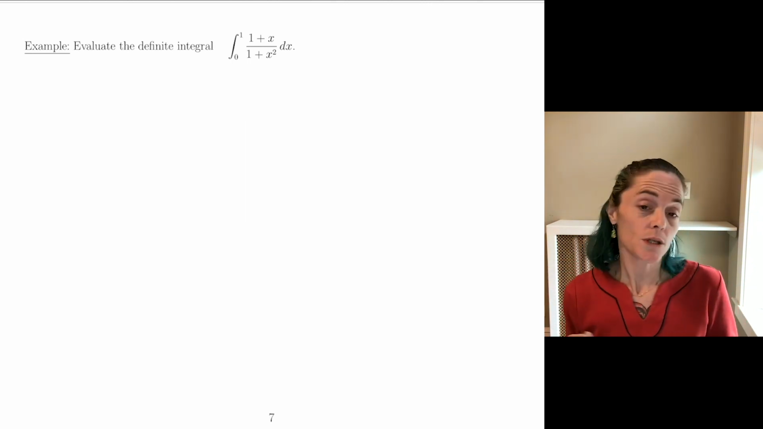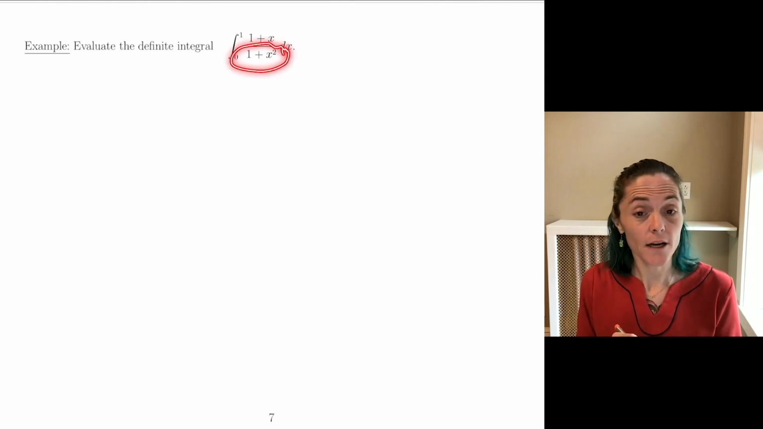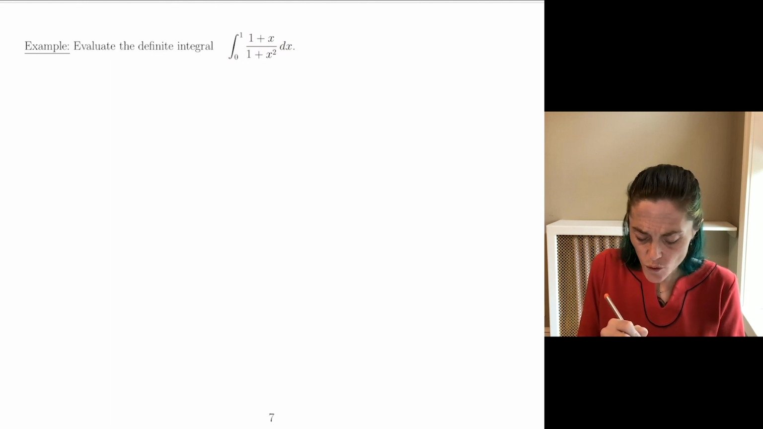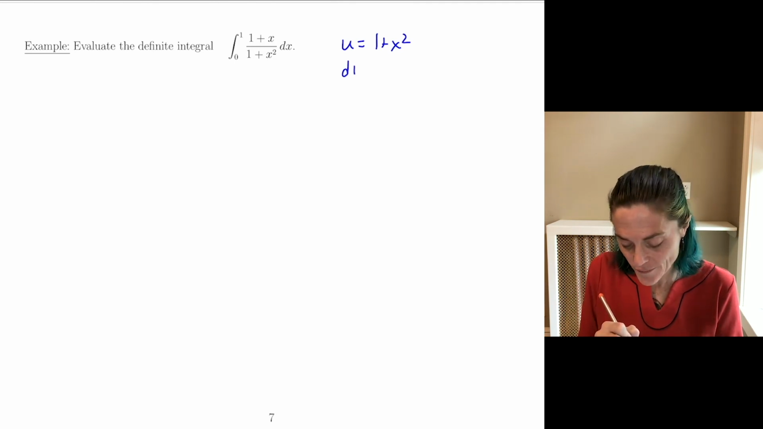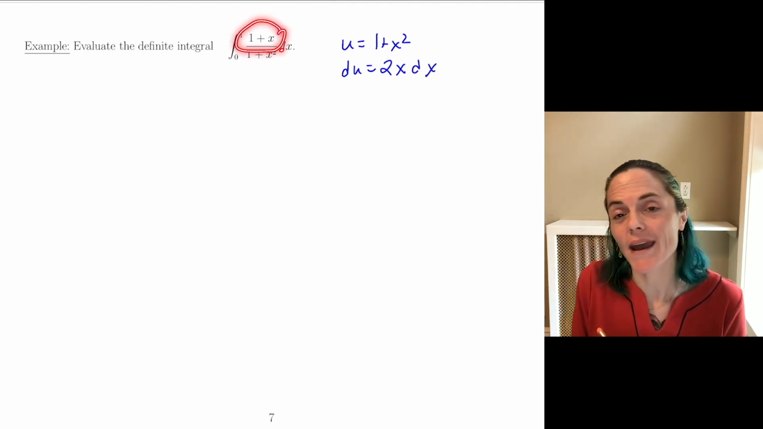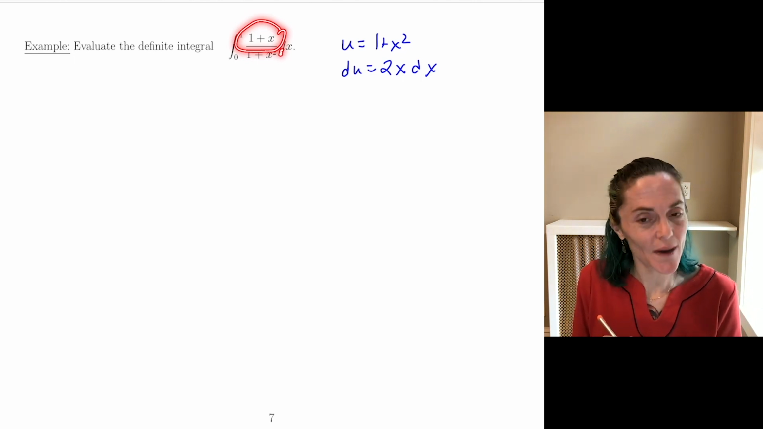directly a substitution. You might think, and one place we look for an inside function is in the denominator, but you see if you tried, u is 1 plus x squared, du, this is 2x dx. And if you look at the entire numerator, 1 plus x is not a multiple of 2x dx.